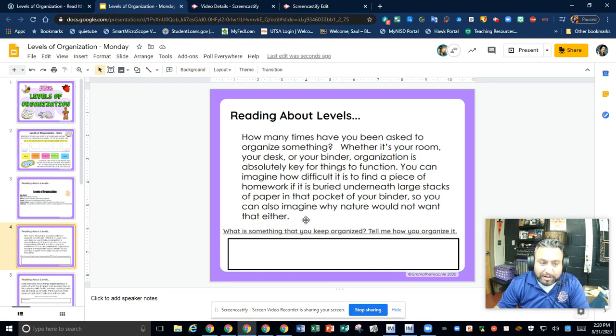I like to organize my closet. So my clothes in the closet are organized by the style of shirt. So I'll have t-shirts together, I'll have my polo shirts together, I'll have my button-up shirts together, and then I just do it by color as well. So what is something that you keep organized, and tell me how you organize it.